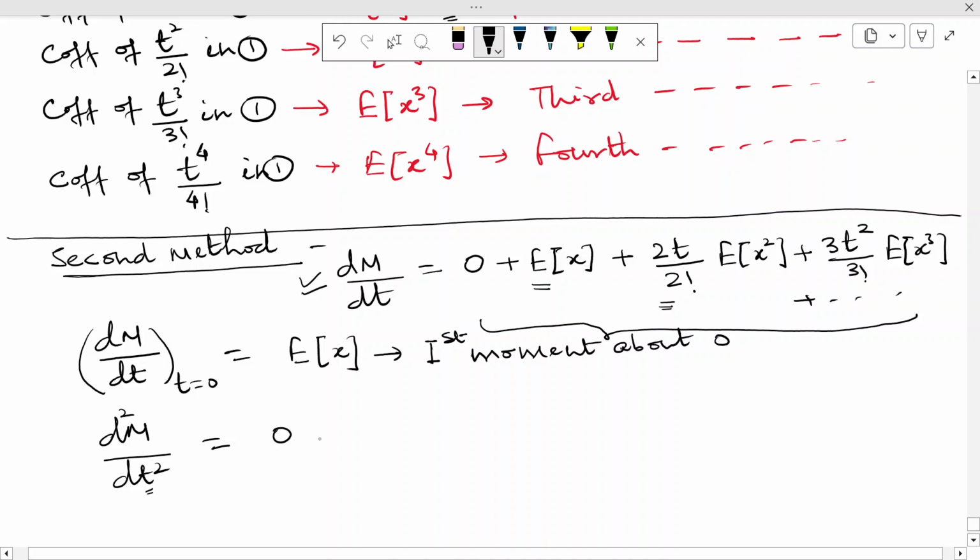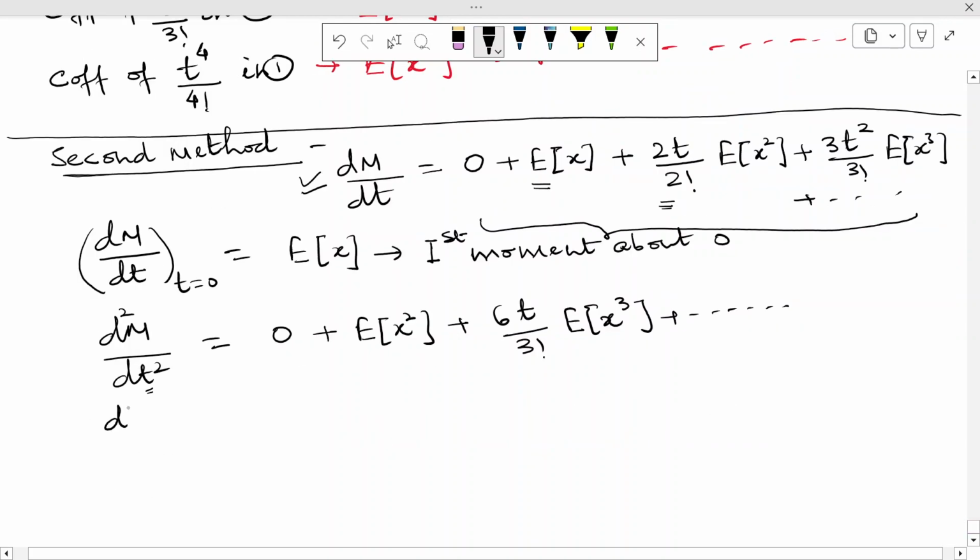So this is 0. Now here you can see that we have t, and this factorial 2 is 2, and the 2 upon 2 will cancel out, and the derivative of this t will be 1. So we have here expectation of x square plus we will have 6t upon factorial 3 times expectation of x cube, and so on.